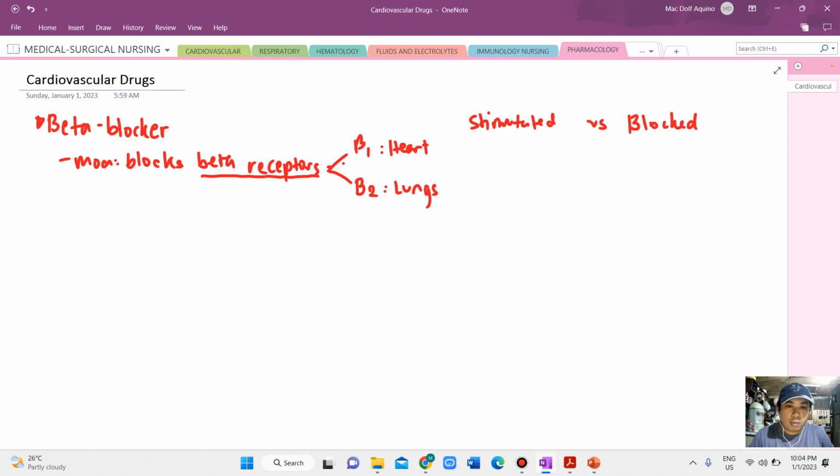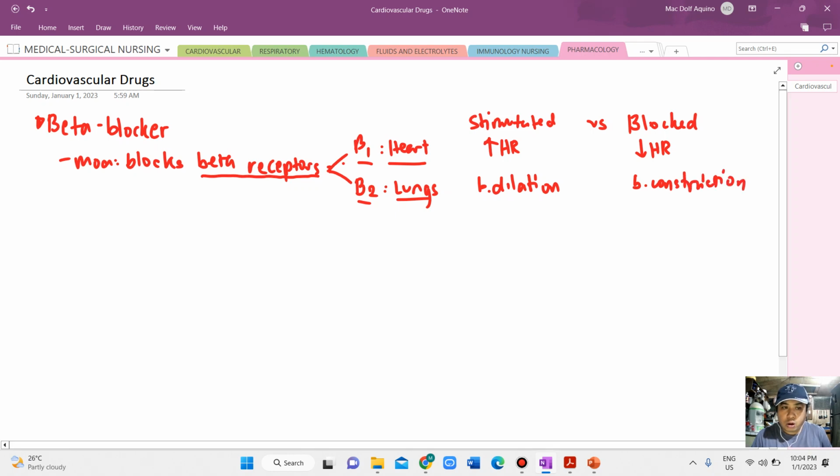When the beta 1 receptor in your heart is stimulated, it results in an increase in heart rate. When the beta 2 receptors in your lungs are stimulated, it results in bronchodilation. When these receptors are blocked, the opposite will happen. If you block beta 1 in the heart, the heart rate will decrease. And if you block beta 2 in the lungs, it will result in bronchoconstriction. So, what is the effect of beta blocker? Decrease in heart rate and bronchoconstriction.